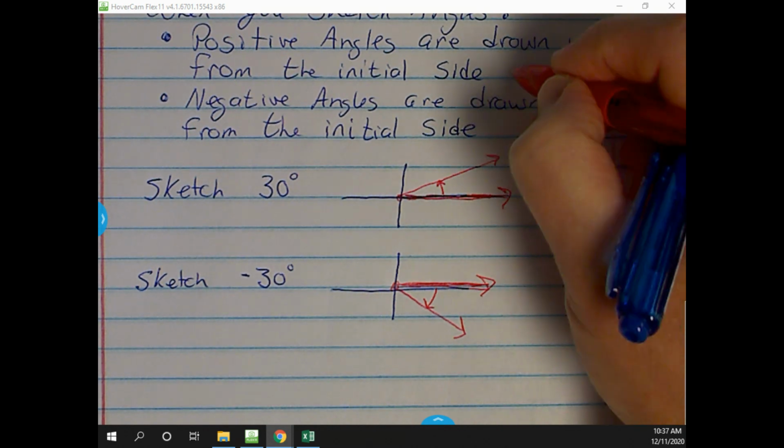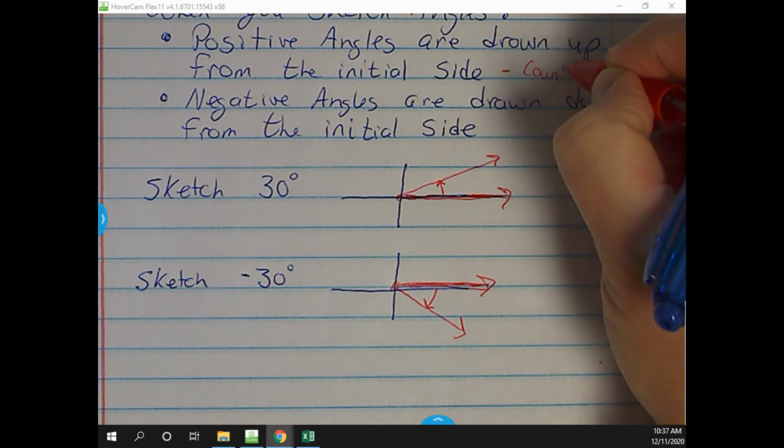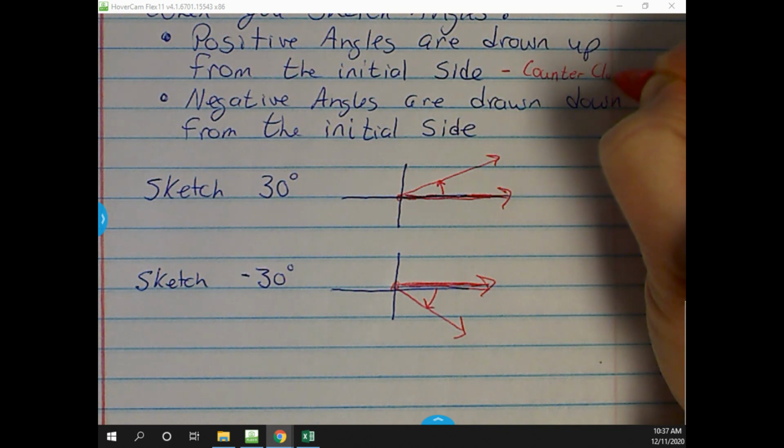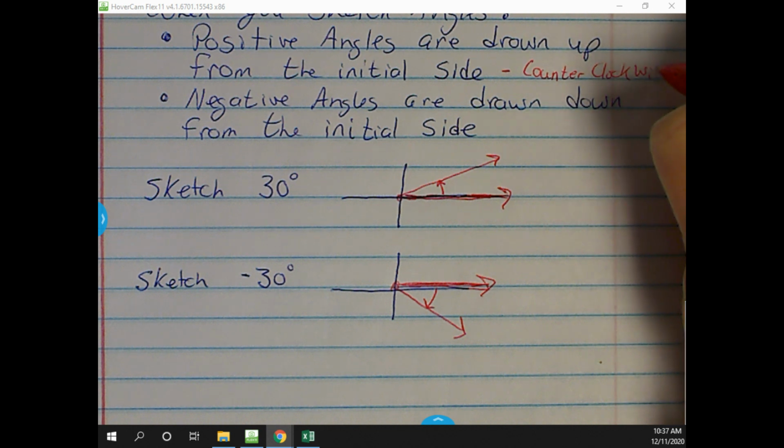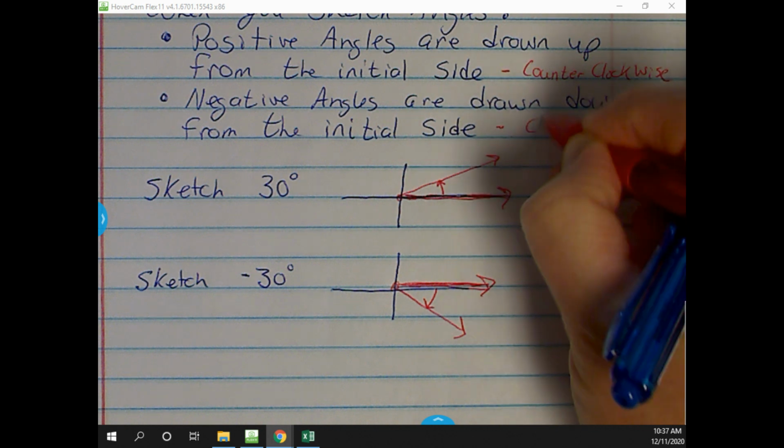So you could almost say that when we're doing positive angles, they're going to go counterclockwise. If you have a negative angle, then those are going to be clockwise.